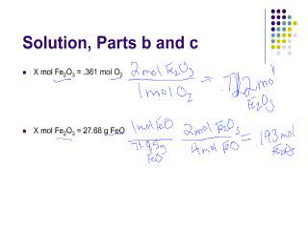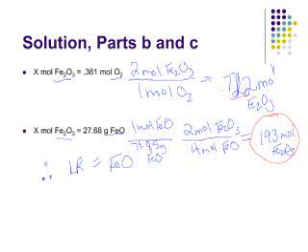Well, it's quite clear from comparing the two calculations that 0.193 is smaller than 0.722. And therefore, we can conclude, all right, the limiting reagent is the FeO, and the theoretical yield is 0.193 moles of Fe2O3 formed.